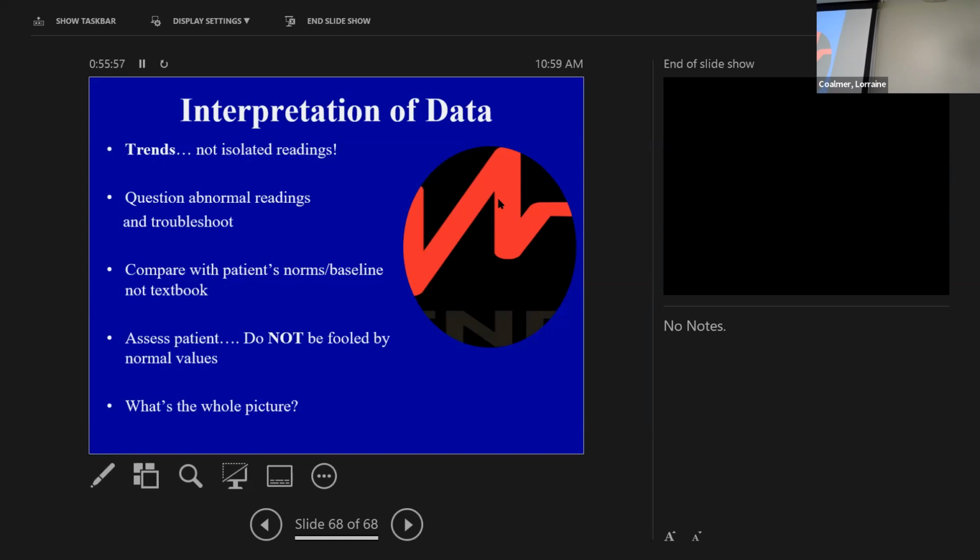Compare with the patient's baseline. What did I tell you my blood pressure was this morning? Don't expect 120 over 80, just because the textbook says that's normal. Assess the patient, and don't be fooled by normal values. Really important. The patient is most important. And what is the whole picture? Questions?